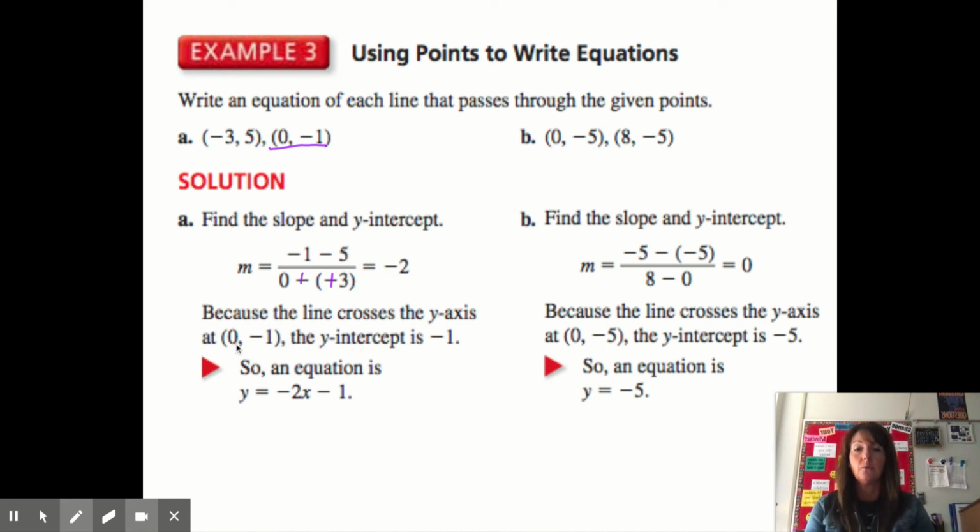The line crosses the y-axis right here at this point. That's our y-intercept, and it's negative 1. So y equals negative 2x minus 1.